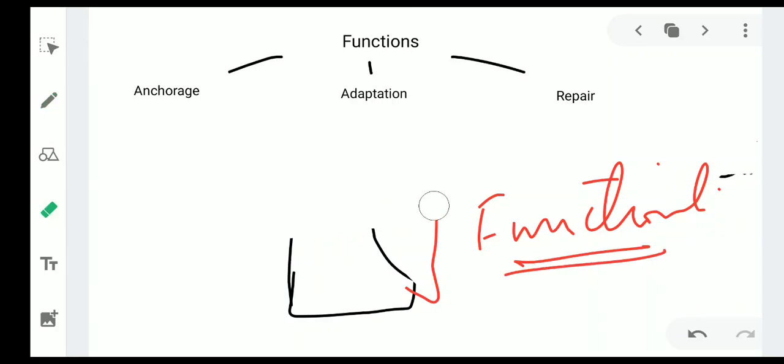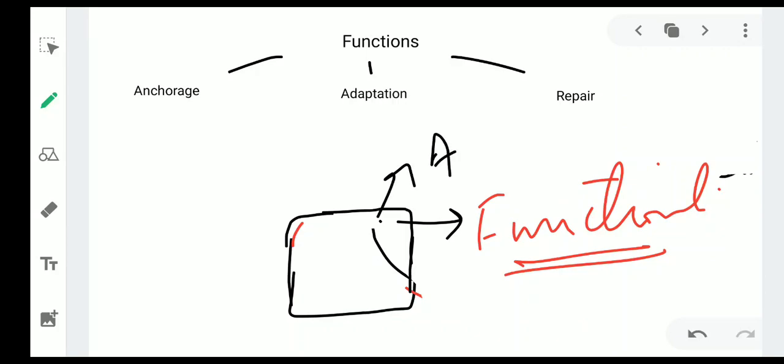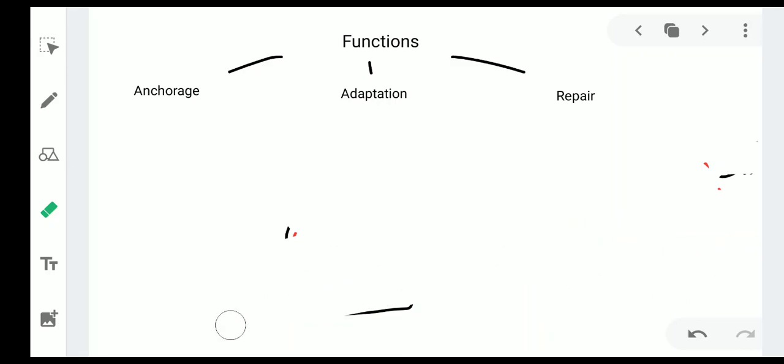Now what is anatomical repair? So if you had a box here and it gets damaged a little bit here, and you repair it so that it serves the function also and its anatomy comes back as it was before. That is anatomical repair. So in the case of cementum, we see both types of repairs, anatomical and functional repair.